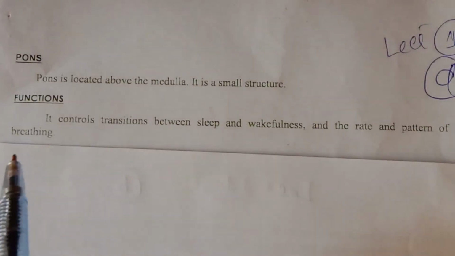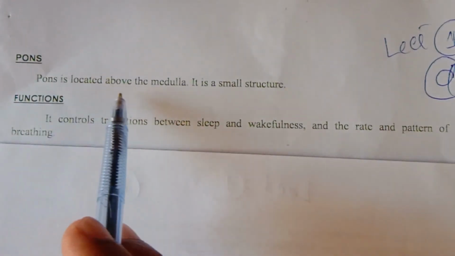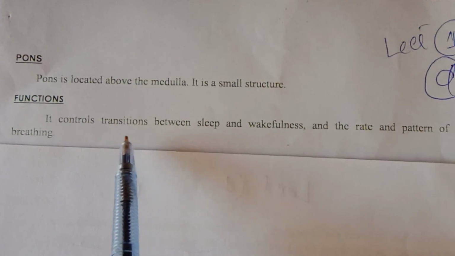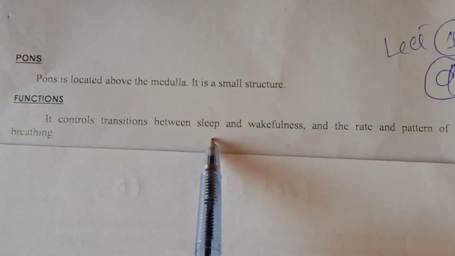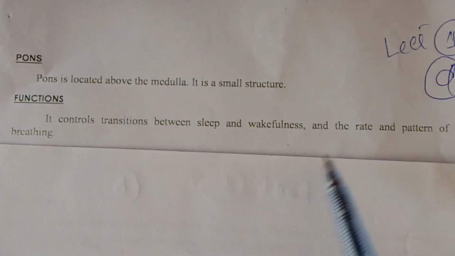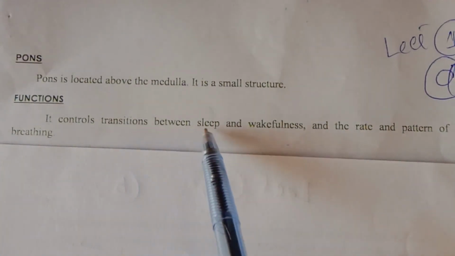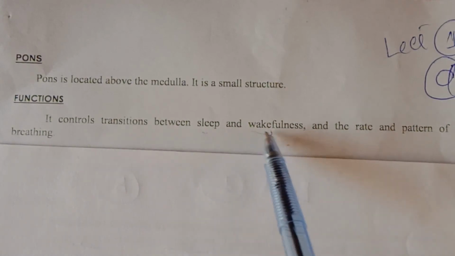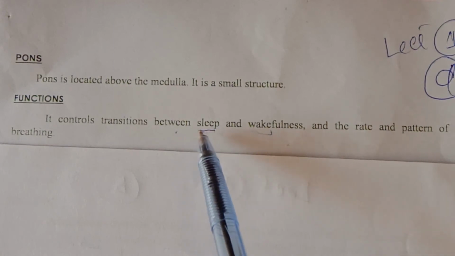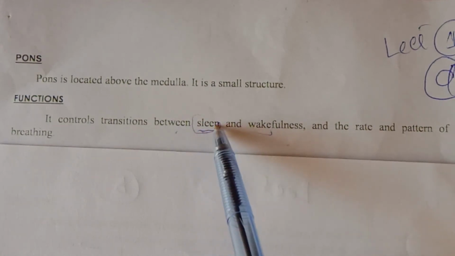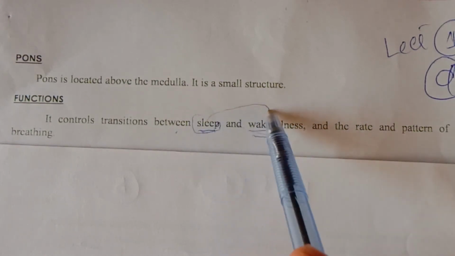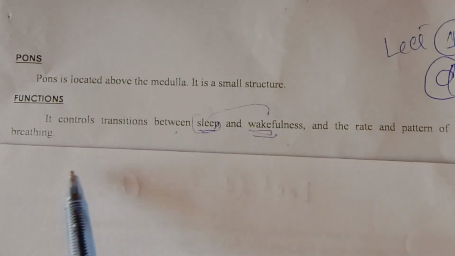Now, the second part of the hindbrain, the pons. It is located above the medulla. It is a small structure. Function: it controls the transition between sleep and wakefulness and the rate and pattern of breathing. Transition means that during night time we sleep, and when the duration of sleep finishes, we wake during daytime. So this is the transition between sleep and wakefulness, and the rate and pattern of breathing.